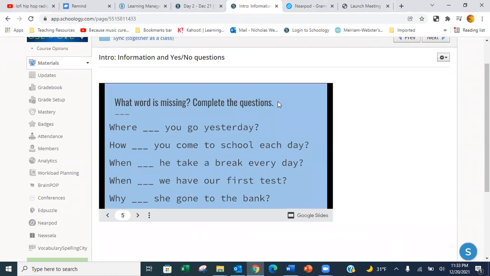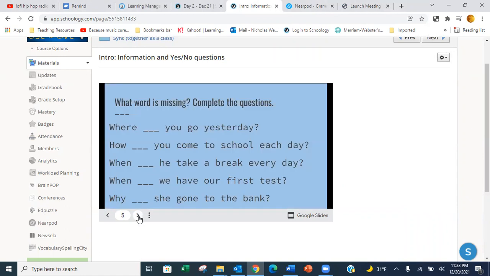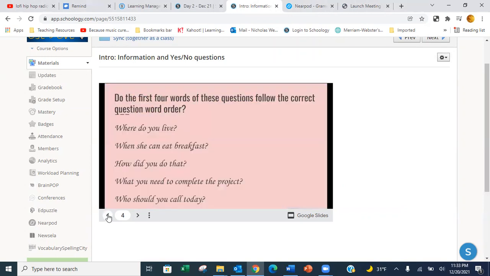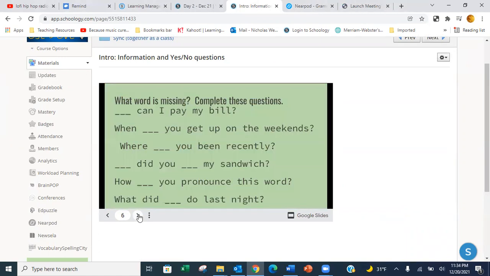Then what word is missing? Complete the question. So each of these is missing an auxiliary verb. Come to slide 2 for a list of auxiliary verbs. Do, does, did, will. These can all help you answer the questions on slide 5. Also here, each sentence has a different word missing. Some have a question word missing, some have an auxiliary word missing, some have a verb missing. Come to slide 2 for help answering those questions as well.